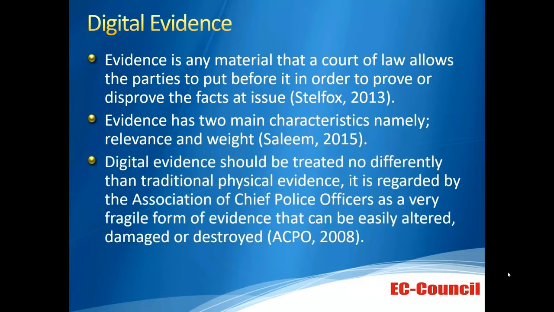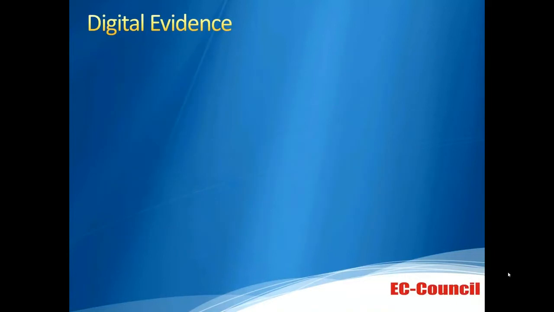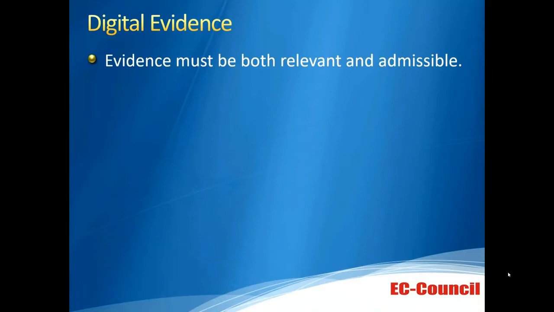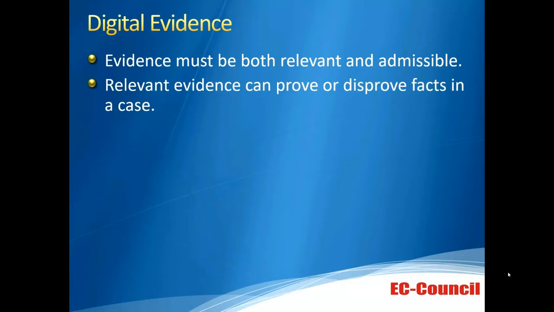Then digital evidence should be treated no differently than traditional physical evidence. I'm thinking specifically about the chain of evidence. It is, however, a fragile form of evidence that can be easily altered, damaged, or destroyed. This is especially true for cloud computing with its high volatility. Digital evidence continues, evidence must be both relevant and admissible to prove and disprove facts. Admissible evidence meets all legal requirements, such as how the evidence was obtained and handled.